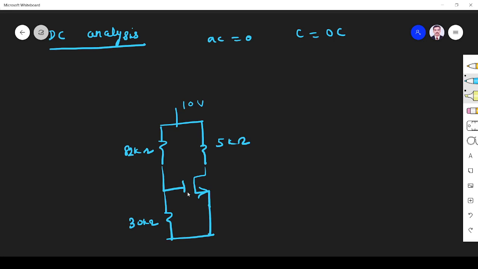First we have to find VGS. This is drain, gate and source. VGS means the voltage between gate and source. See here, the gate current is 0, so all the current coming here will go to here. It is a series resistance, so the voltage will divide. VGS is equal to the total voltage 10 times 30 divided by 30 plus 82. So I get VGS equal to 2.67 volt.